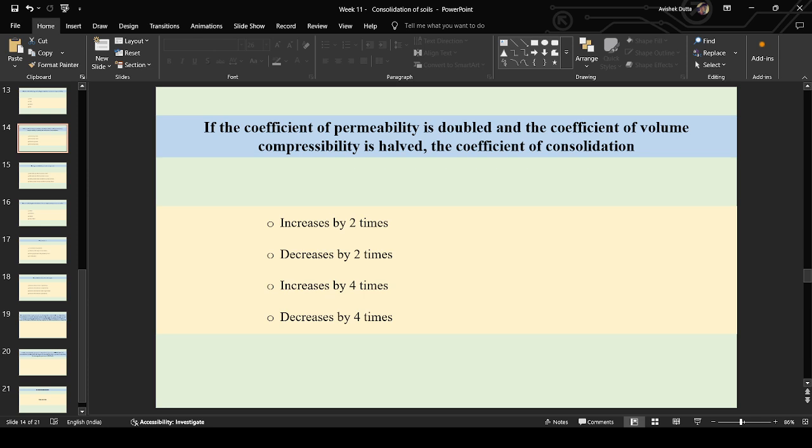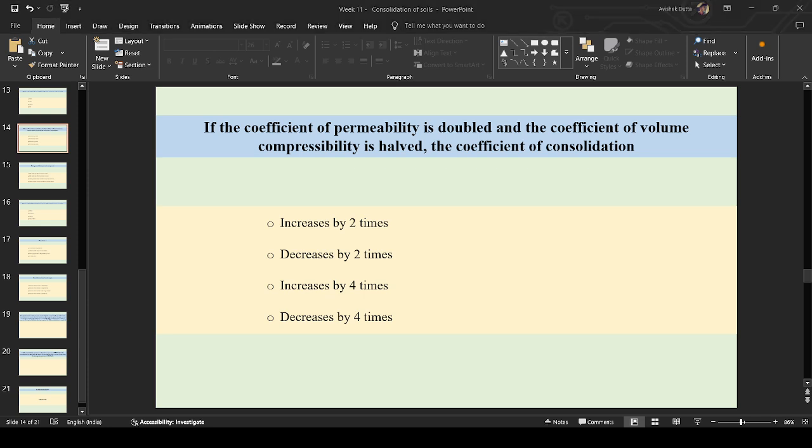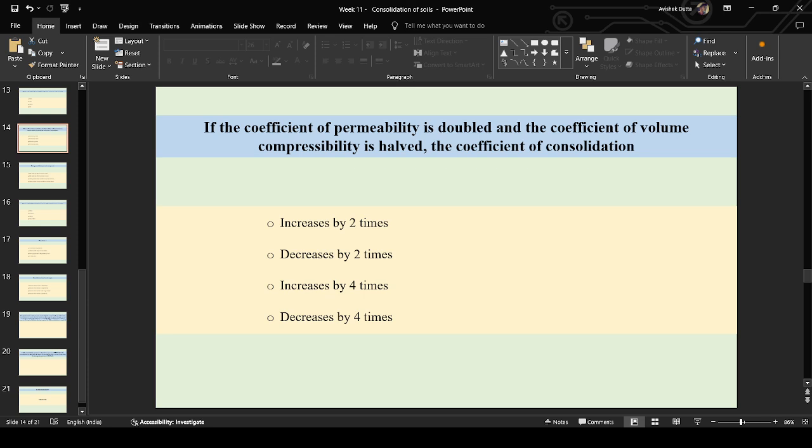If the coefficient of permeability is doubled and the coefficient of volume compressibility is halved, the coefficient of consolidation: first option, increases by 2 times; second option, decreases by 2 times; third option, increases by 4 times; last option, decreases by 4 times.